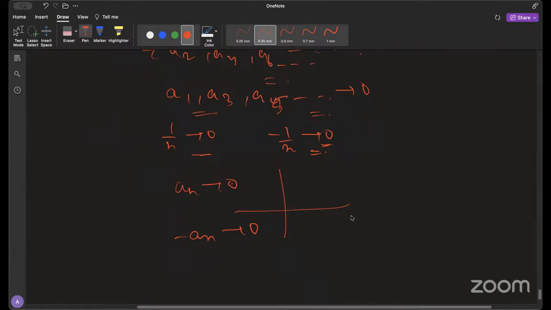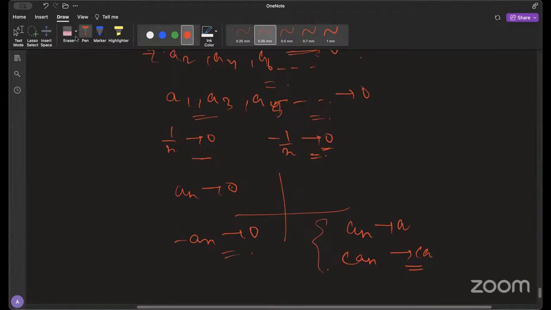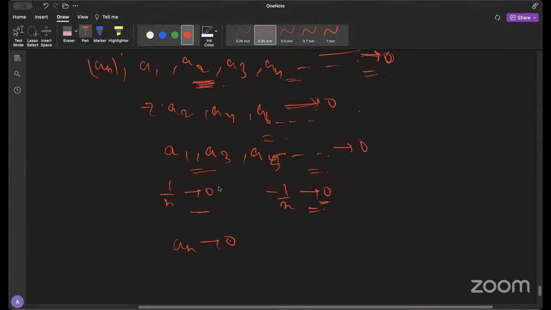Have you done this? If a_n is going to a, then c a_n is going to c a. I understand a_n going to 0 and minus a_n going to 0. But I can pick and choose here what is negative and what is not negative. Won't that have any constraints over the limit?